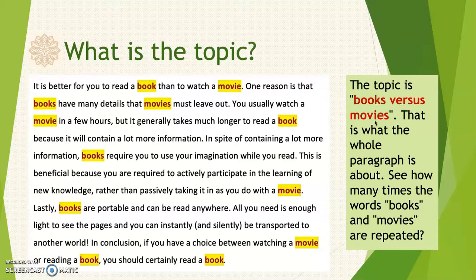Now, how do we know that? Because the whole paragraph is talking about books or movies, and it's talking about why you should read a book rather than watch a movie. All throughout the paragraph, it's comparing the book to the movie all the way to the very end. So that is our topic, books versus movies.